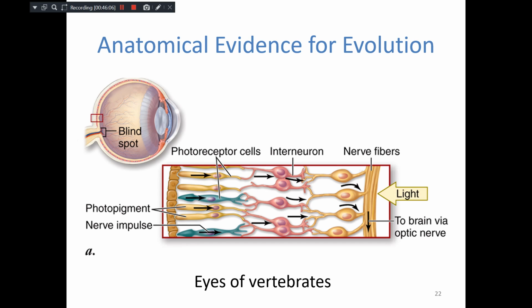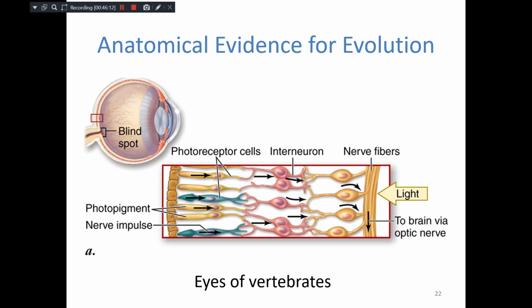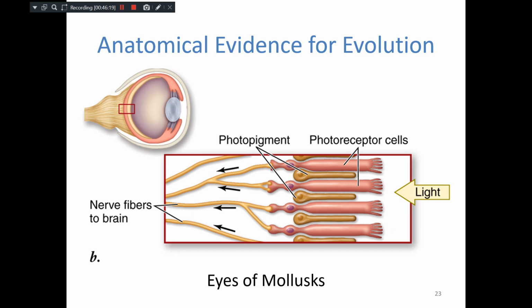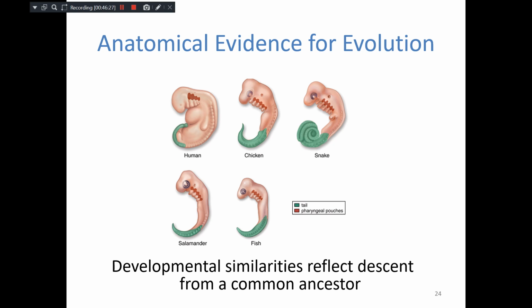So this is the anatomical evidence, the eyes of a vertebrate, how it is. And this is the eyes of a mollusk. See, both of them are photoreceptor cells, but here we have more developed, and here it is more primitive. Nerve fibers go to the brain. Here also the nerve fibers, the optic nerve, go to the brain.